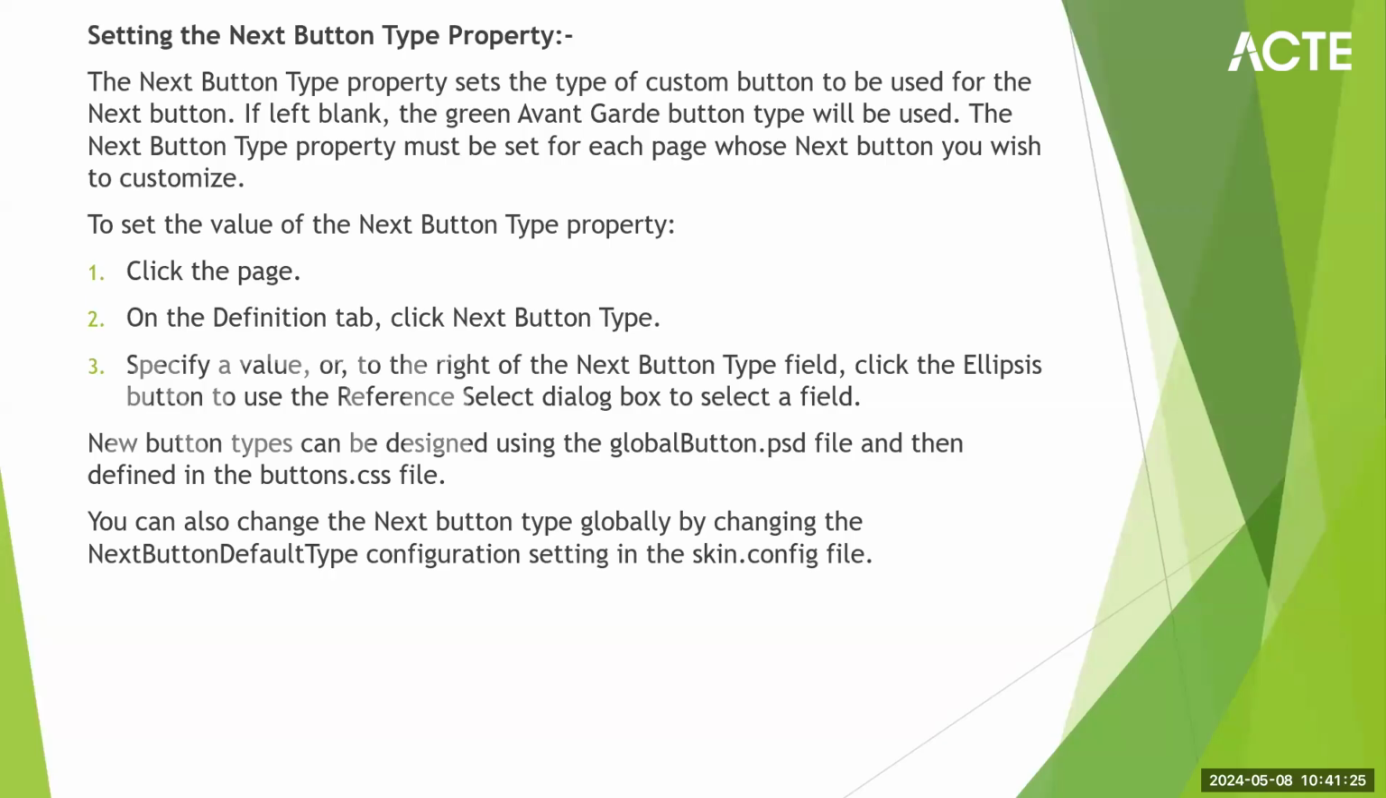So when you are creating or mapping, this will be defaulted like the global button.pst file and button.css file. You can also change the next button type globally by changing the next button default type configuration settings in the skin.config file. Globally, in the sense, in all the screens.